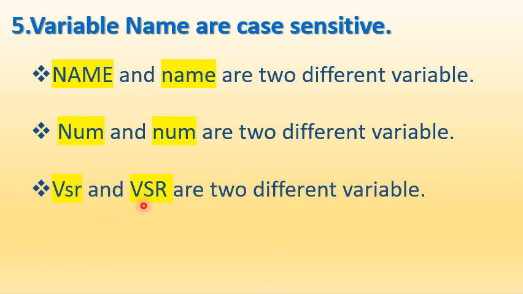Here my VSR and this VSR are also two different variables. So you need to be careful when you are keeping your variable names. They cannot be of the same type. Actually, these two are different variables. So never keep your variable names the same, because they are case sensitive. It will create a difference.